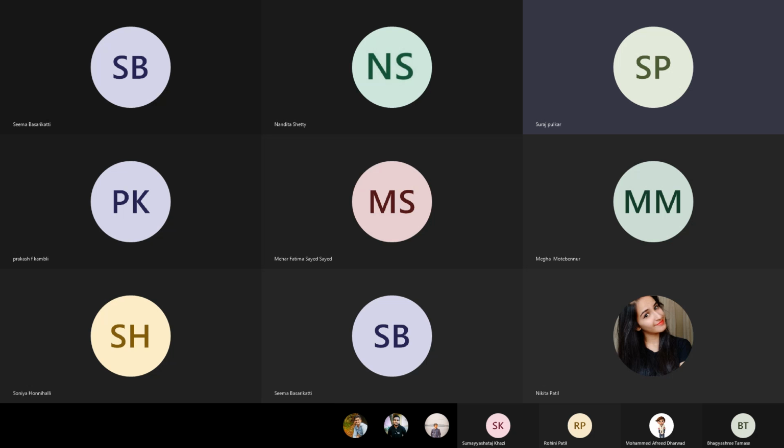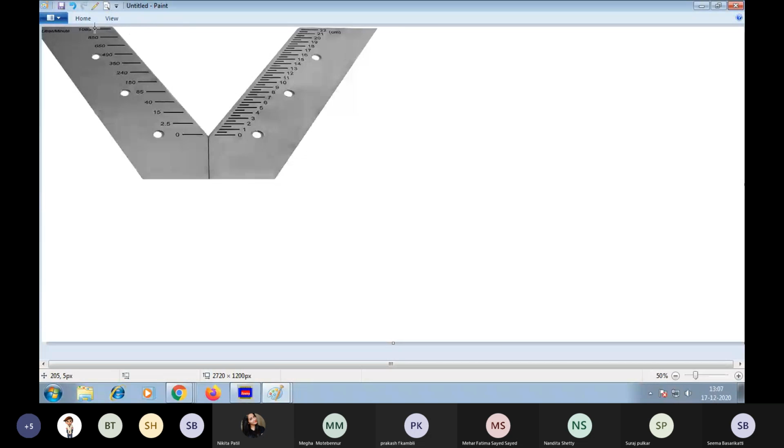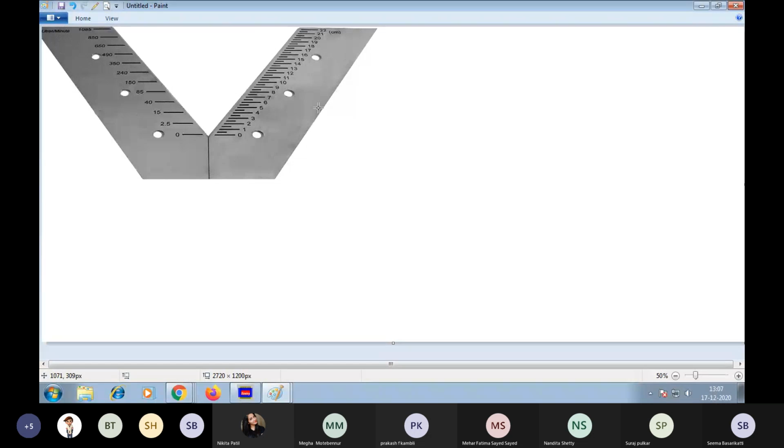No, no, no. I'm talking about notches. Is the screen visible? Yes, ma'am. Here you can see this is a notch. How does it look? V shape, ma'am. It is a triangular notch. Which material is it? Steel.